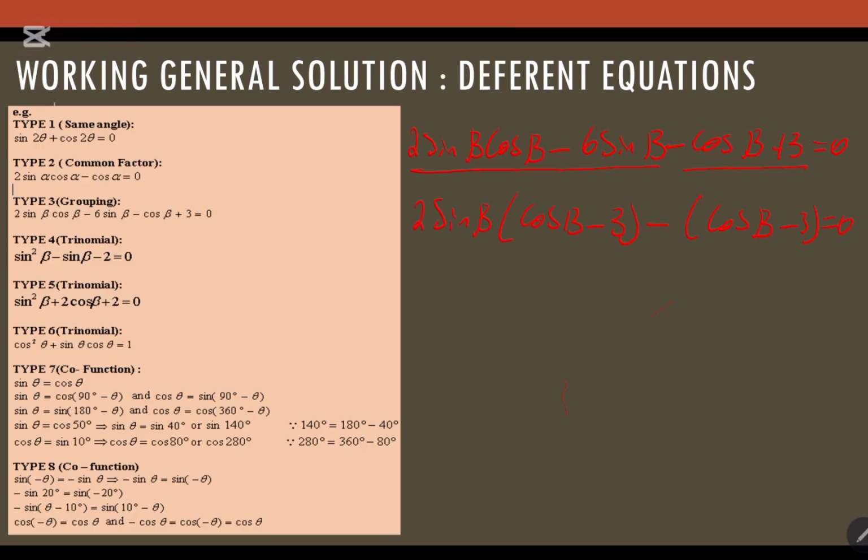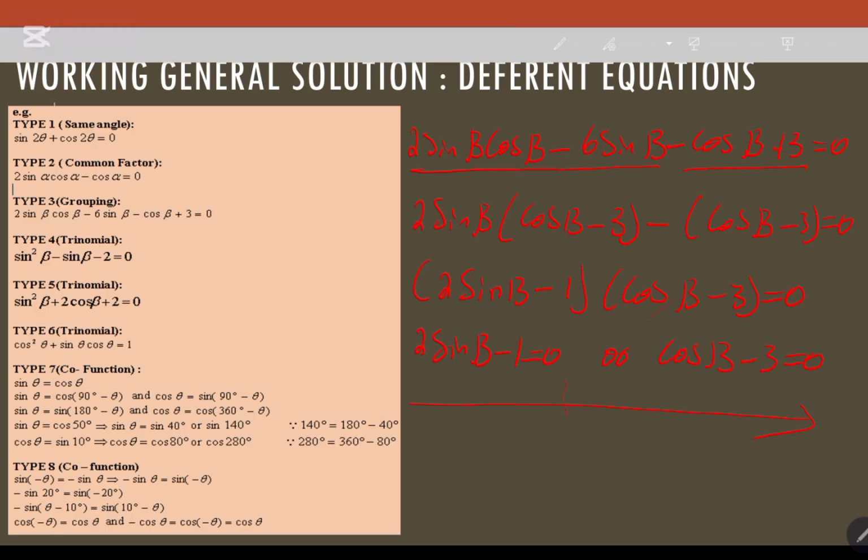So we have the factors 2 sine beta minus 1 times cos beta minus 3 is equals to 0. Therefore, 2 sine beta minus 1 is equals to 0, or cos beta minus 3 is equals to 0. And therefore, from here you can follow the general rules.